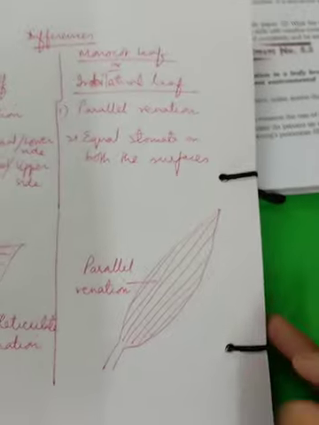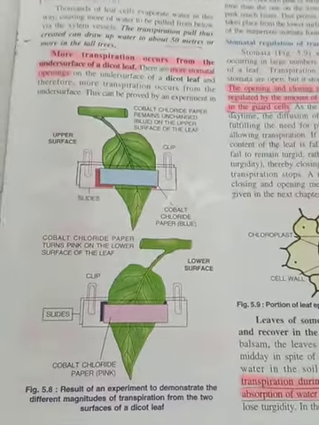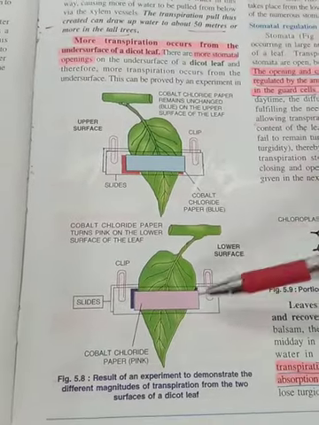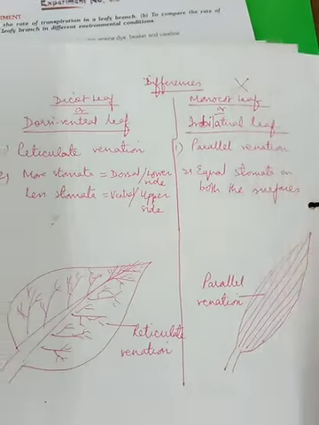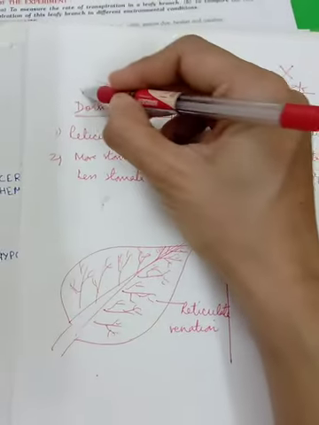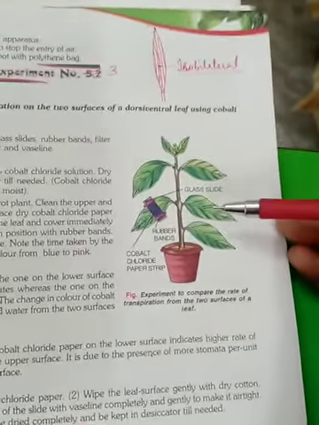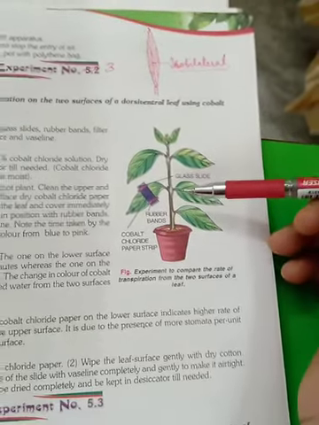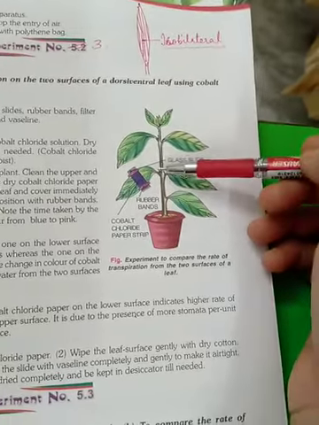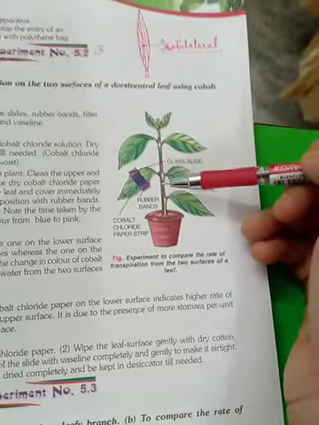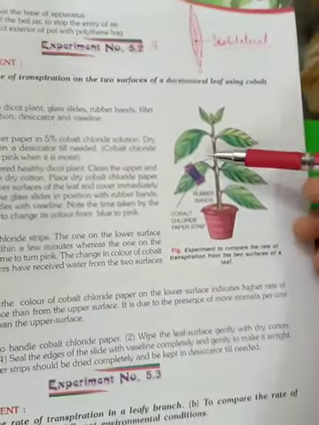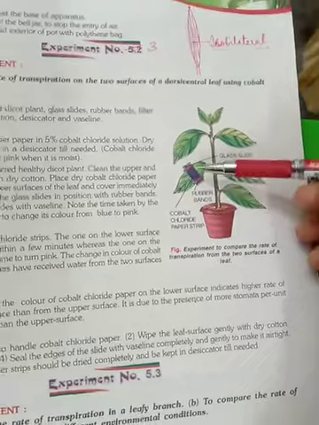So in the experiment that we are going to do today, you will be using a dorsiventral leaf. I'm sure you've understood, children. We are not going to use this monocot leaf, but we will use this dicot or dorsiventral leaf. This leaf should be attached to the plant like this. It should not be plucked from the plant, it should be very much intact. And we will be using cobalt chloride papers, glass slides, rubber bands, etc.